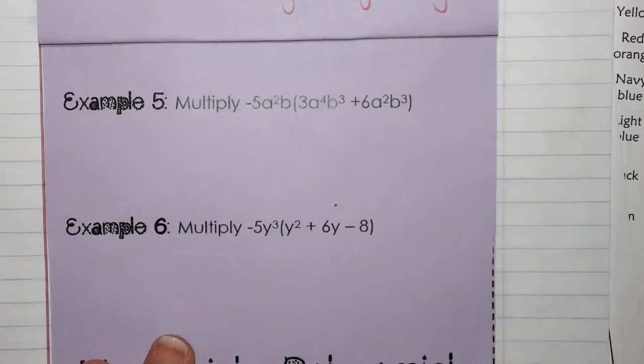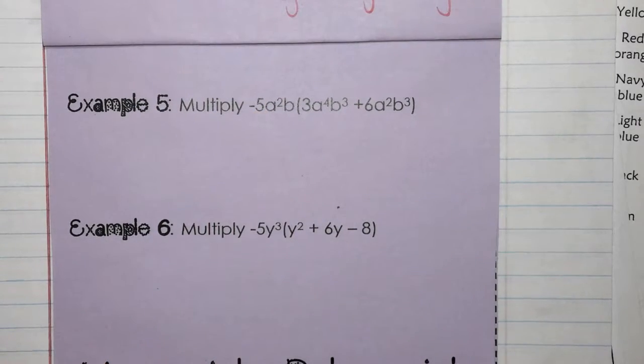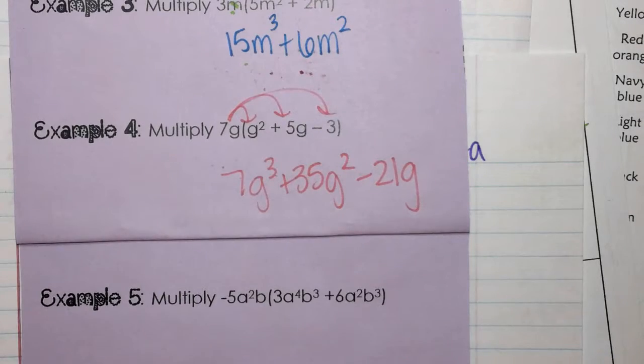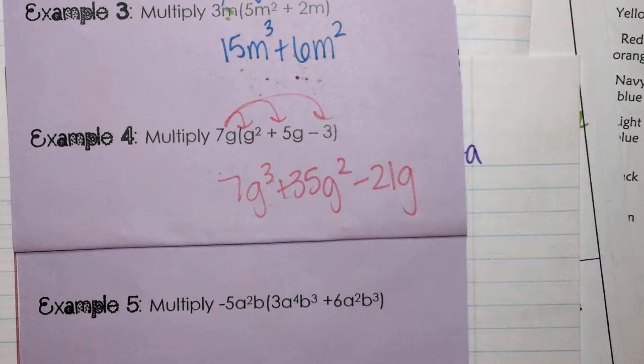All right. Now, example 5. Mitchell, I can't go any slower. If I go any slower, I'm going backwards. Did Avery help you understand?